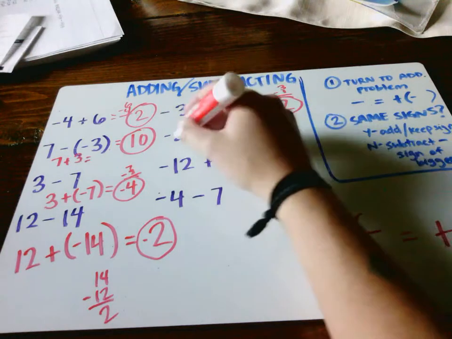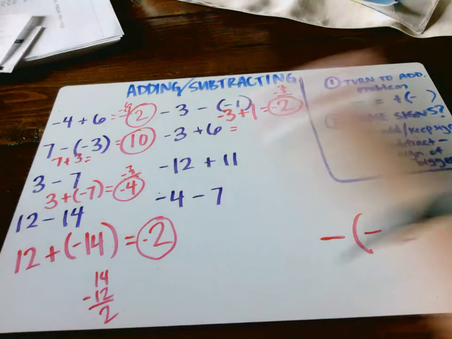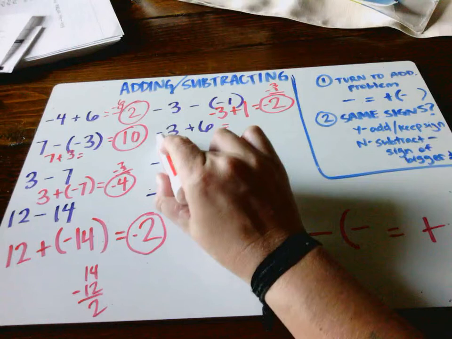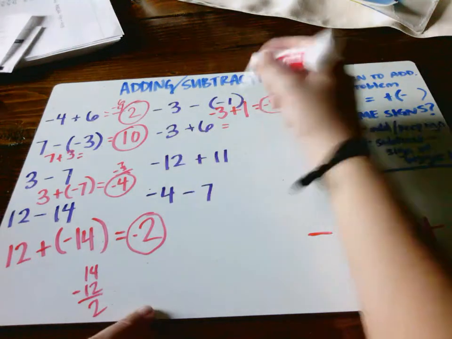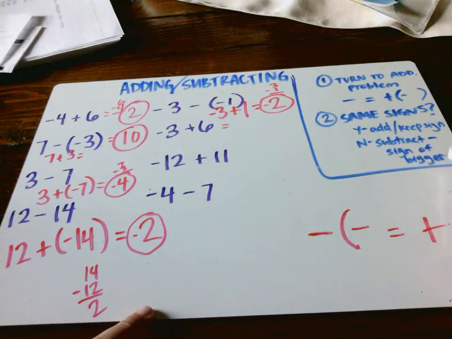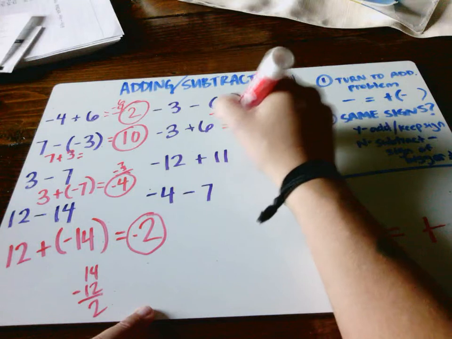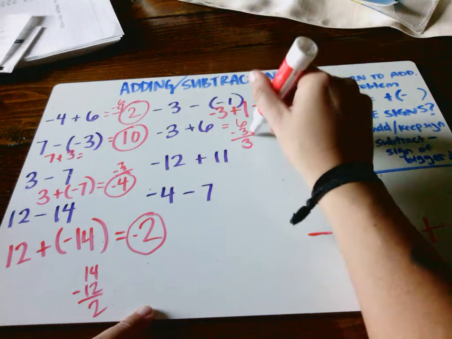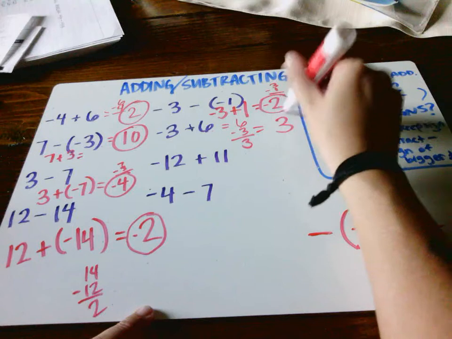Now I've got -3 plus 6. It's already an addition problem, so I can move to the next step. Do they have the same signs? Well, they don't, because I've got a negative and a positive, so I subtract and keep the sign of the bigger. So 6 minus 3 is 3. However, 6 is bigger than 3, so I know that it's a positive number.